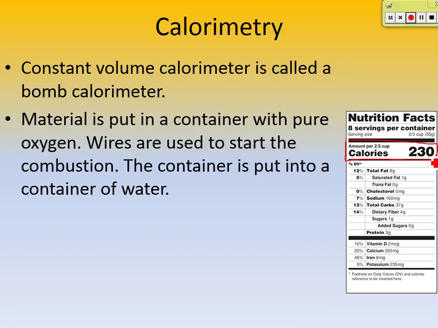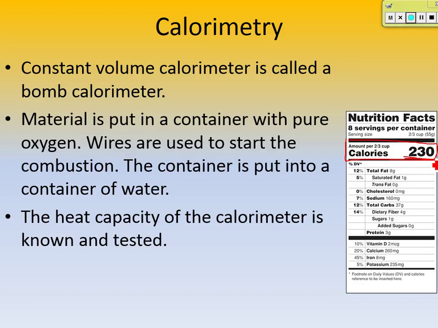Material is put into a container with pure oxygen. This is how they would do it in the food industry. They put it in this calorimeter, pure oxygen. Wires are used to start the combustion of that food item. And what they do is they just burn it. And they track how much heat is released from that food item. From the heat released, can they determine the amount of energy that it releases? Yes, and then from the amount of energy that it releases, they give you a calorie number.